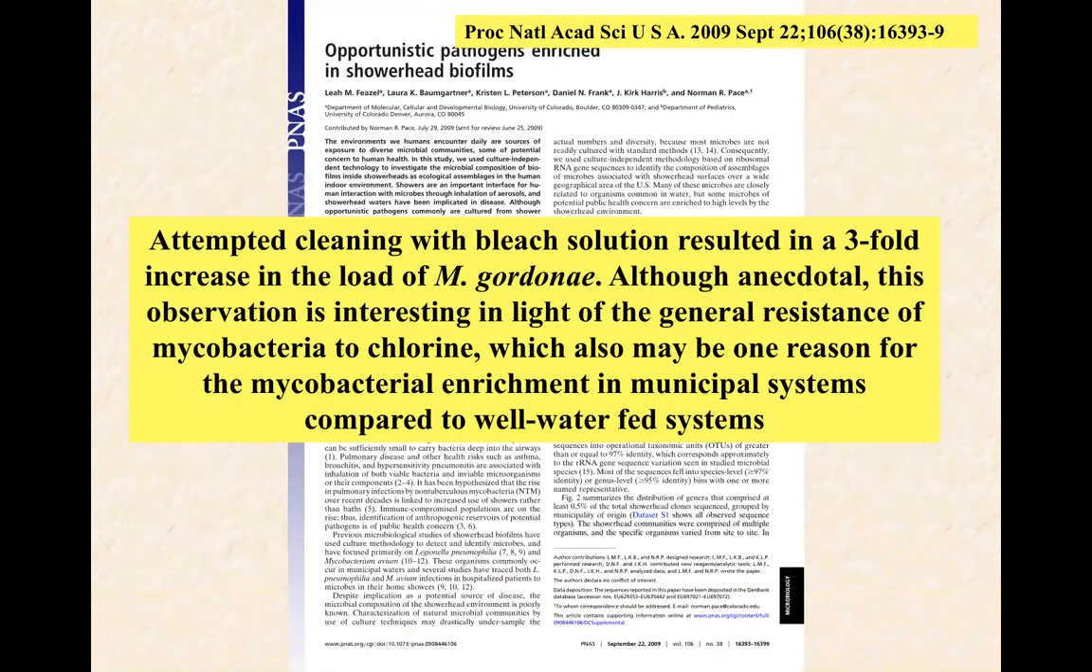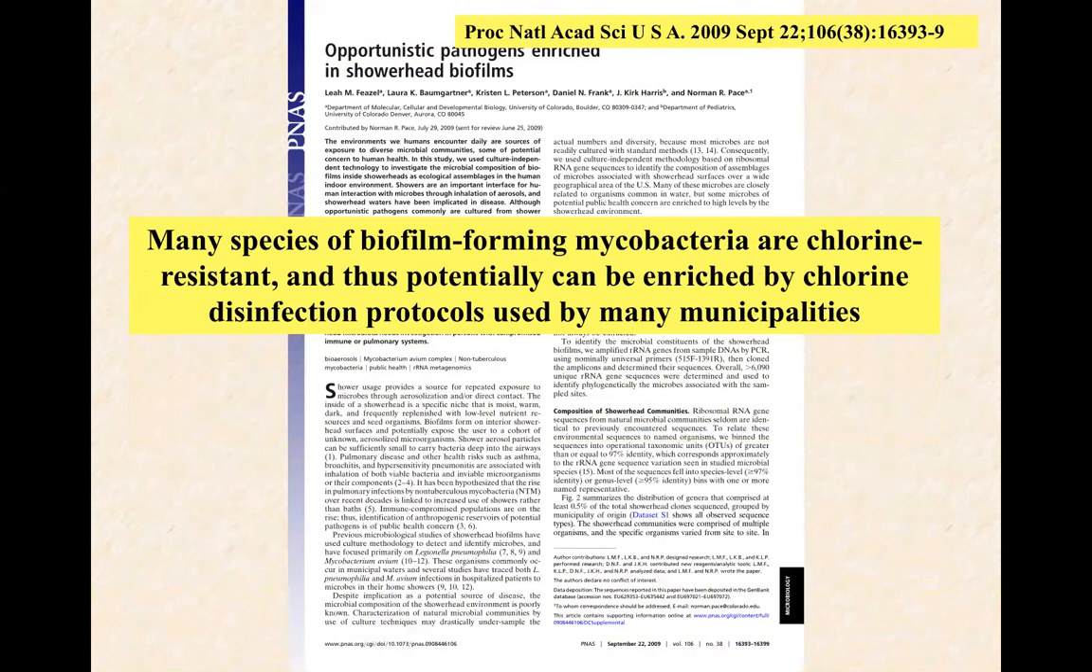Attempted cleaning with bleach results in a 3-fold increase in the load of mycobacteria. Although anecdotal, this observation is interesting in light of the general resistance of mycobacteria to chlorine, which also may be one reason for the mycobacterial enrichment in municipal systems compared to well water. There's more mycobacteria in municipal water systems than in well water systems. Many species of biofilm-forming mycobacteria are chlorine resistant and potentially can be enriched by chlorine disinfection protocols used by many municipalities.